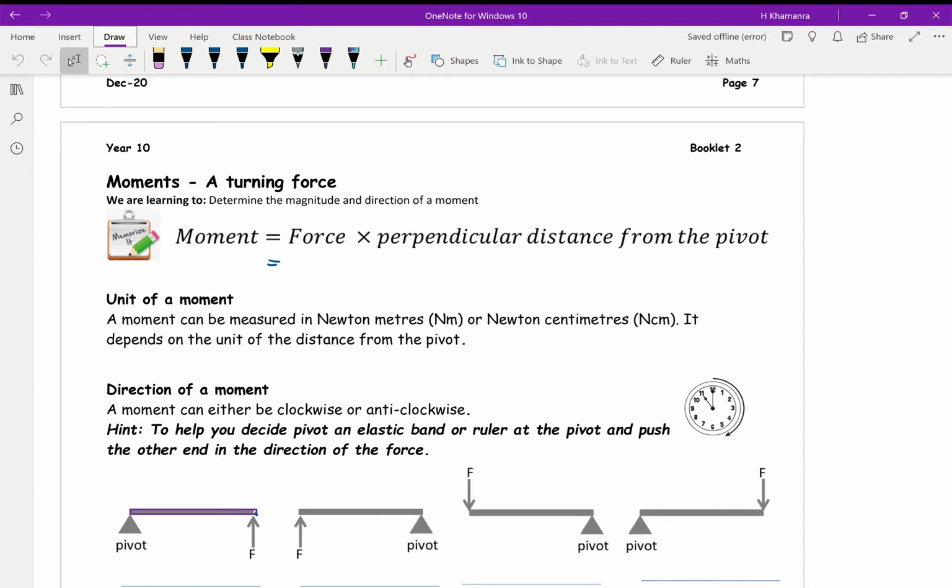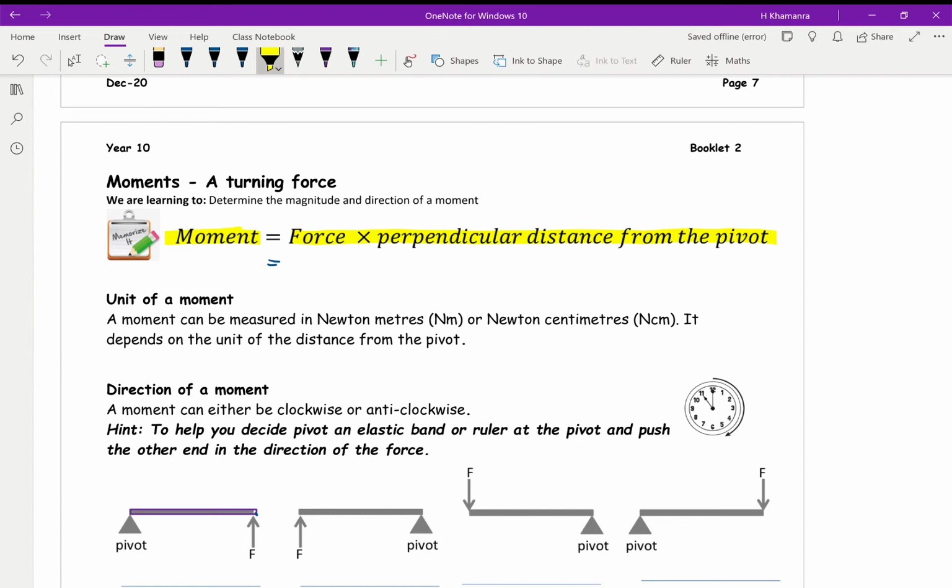So this brings us to our equation, which we have to learn. The size of a moment is equal to the force multiplied by its perpendicular distance from the pivot. Now in year 10 you just have to learn perpendicular distance from the pivot. When we get to year 11 that will become a bit more important. All the distances we will give you will be perpendicular at the minute.